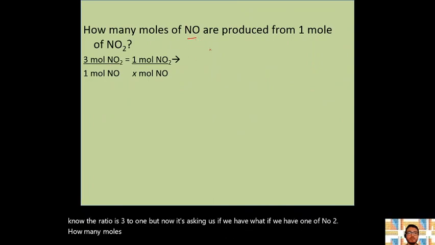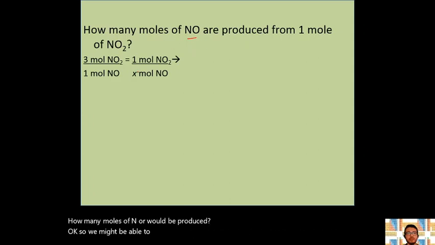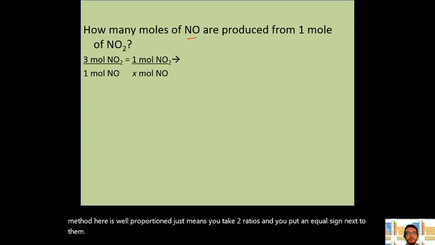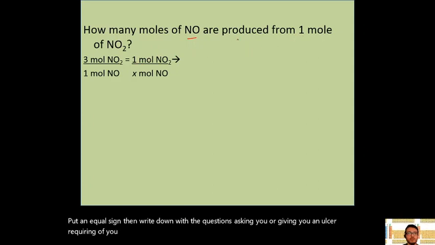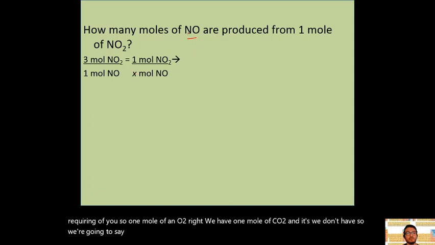Some of you might be able to do this in your head, but let's use what's called a proportion method here. A proportion just means you take two ratios and put an equal sign between them. Here's the initial ratio: for every 3 moles of NO2, you have 1 mole of NO. Put an equal sign. Then write down what the question is giving you and requiring of you. So 1 mole of NO2, and we don't know the number of moles of NO, so we're going to say X.